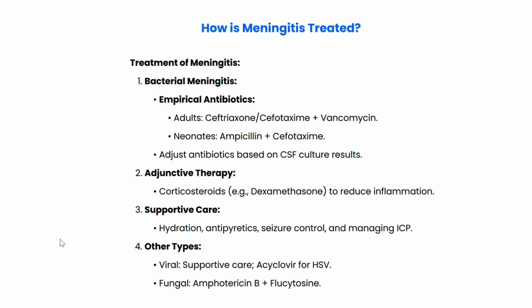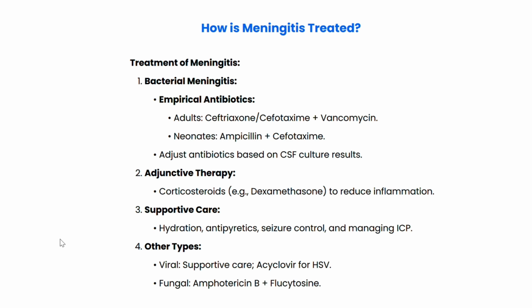For example, in adults, the typical empirical therapy includes ceftriaxone or cefotaxime, often combined with vancomycin to cover resistant strains of Streptococcus pneumoniae. In neonates, ampicillin is added to cover Listeria monocytogenes. In addition to antibiotics, corticosteroids like dexamethasone are sometimes given to reduce inflammation and prevent complications such as hearing loss, especially in cases caused by Haemophilus influenzae type B.